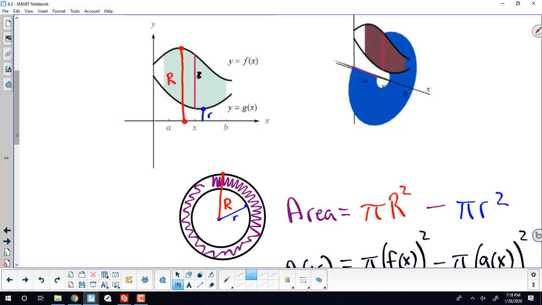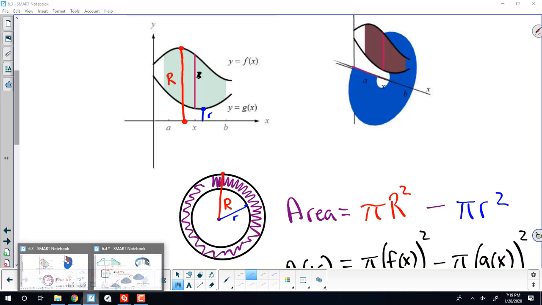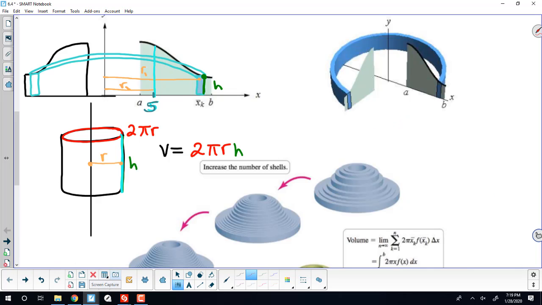So the idea is the same. The radius is this distance still in this situation, so it's still top minus bottom. We're just dealing with a different figure here, where that's not the radius anymore. That's just the height of each shell.